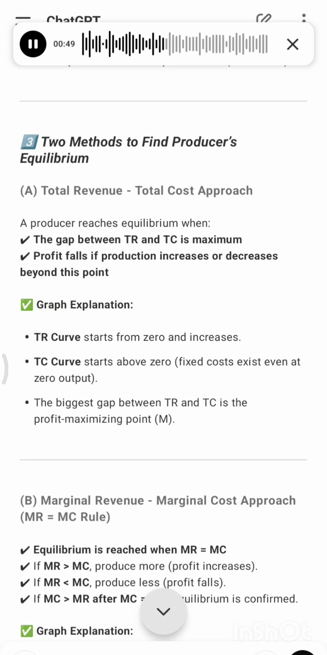A. Total revenue, total cost approach. A producer reaches equilibrium when the gap between TR and TC is maximum. Profit falls if production increases or decreases beyond this point. Graph explanation. TR curve starts from 0 and increases. TC curve starts above 0, fixed costs exist even at 0 output. The biggest gap between TR and TC is the profit maximizing point M.